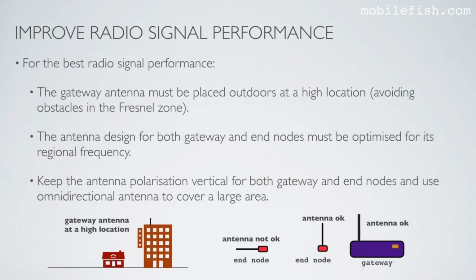For the best radio signal performance, do the following. The gateway antenna must be placed outdoors at a high location, avoiding obstacles in the Fresnel zone. The antenna designed for both gateway and end node must be optimized for its regional frequency. And keep the antenna polarization vertical for both gateway and end nodes, and use omnidirectional antenna to cover a large area. As indicated here, place the gateway antenna at a high location. The antenna polarization for gateway and end node must be the same. In this example, the antenna polarization is horizontal, which is not good.